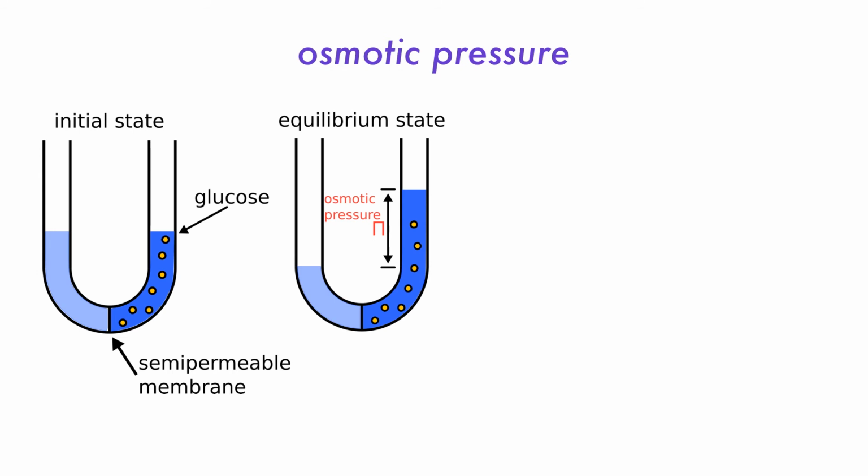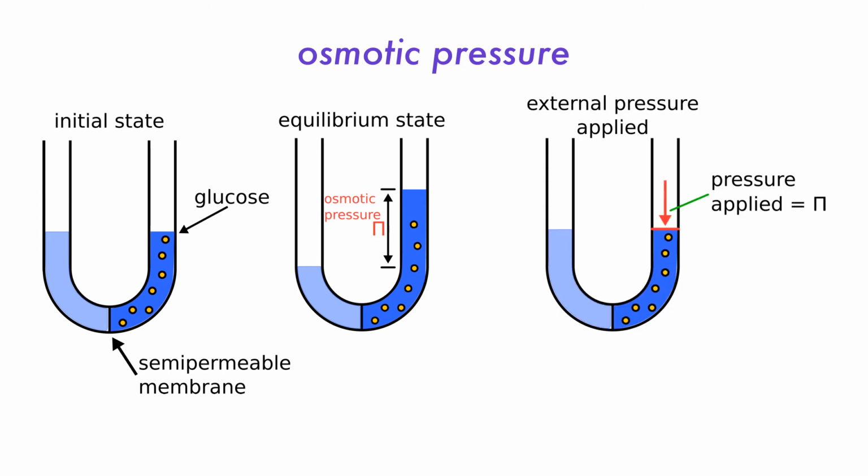At equilibrium, the difference in pressure is equal to the osmotic pressure of the solution. This causes the flow rate to be equal in both directions. Applying an external pressure equal to the osmotic pressure of the original glucose solution to the liquid in the right arm reverses the flow of solvent and restores the original situation.